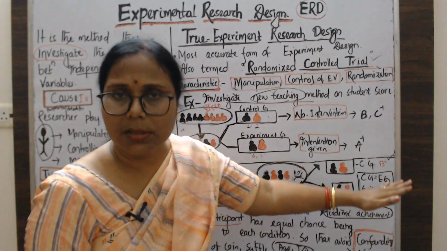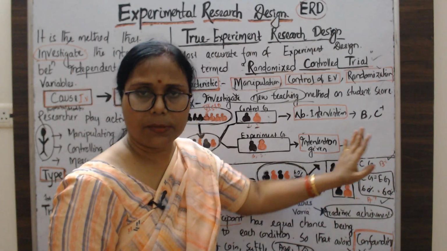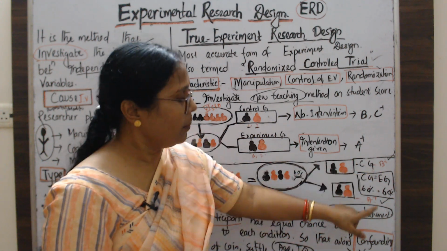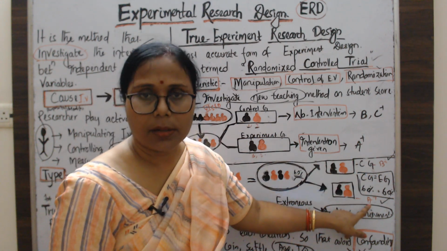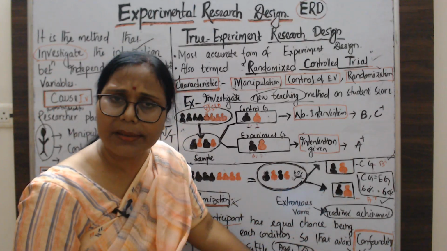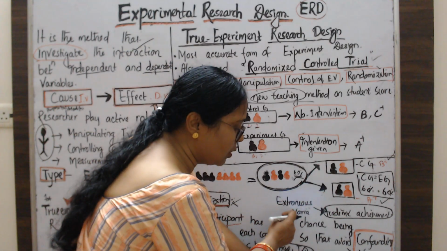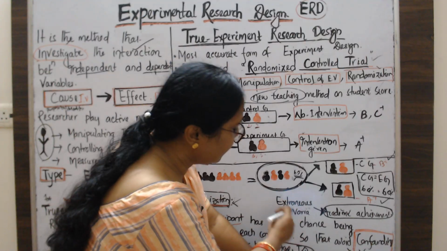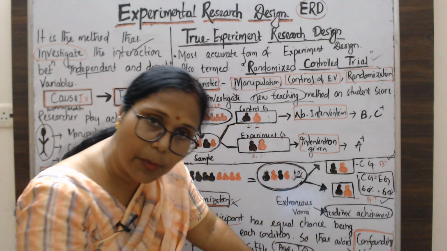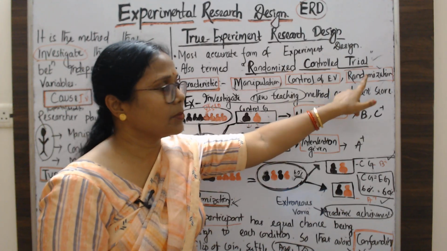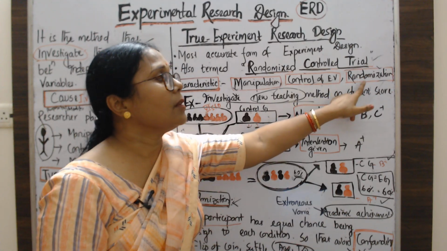Then we go on with the research, and after the intervention, the new method of teaching, the control group scores B plus, and an A grade or excellent score is obtained by the experimental group. So this is called control over the extraneous variable, and this extraneous variable can be avoided by randomization. Okay, so next, the third point, that is randomization.